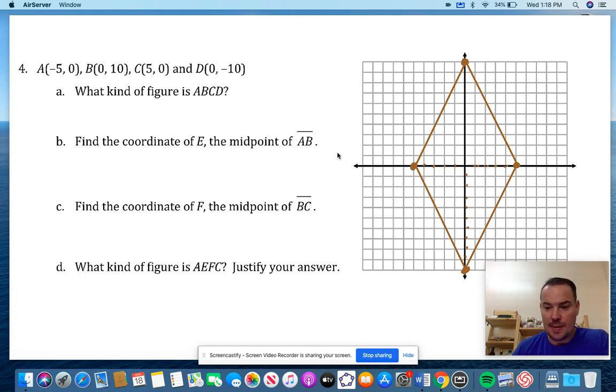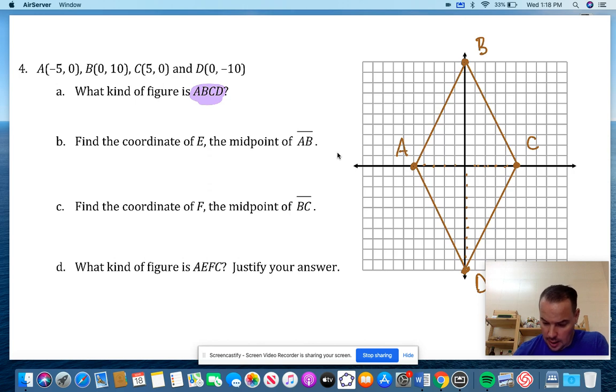Had a couple people ask me about the last problem, so I got it up on the screen here. I got the points plotted. So this would be A, and then there would be B, C, and D. What kind of figure is ABCD? The lesson I'm having as a geometry student is, can I take 4 points in space and tell you what shape it is with evidence and reasoning?